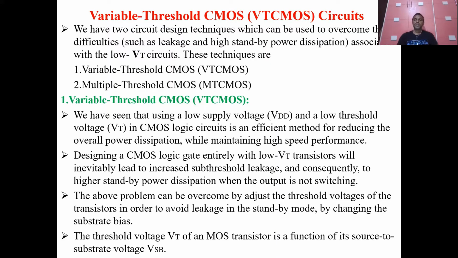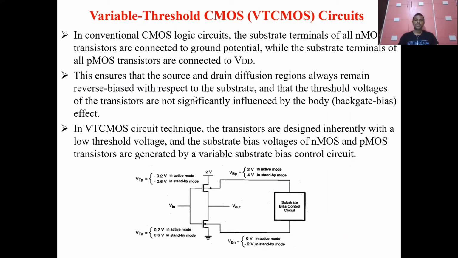But here we have to use a low threshold voltage. That means we have to compensate that low threshold voltage with the substrate bias. That's what we are going to consider. For that I am taking this diagram to explain the variable threshold CMOS circuit.